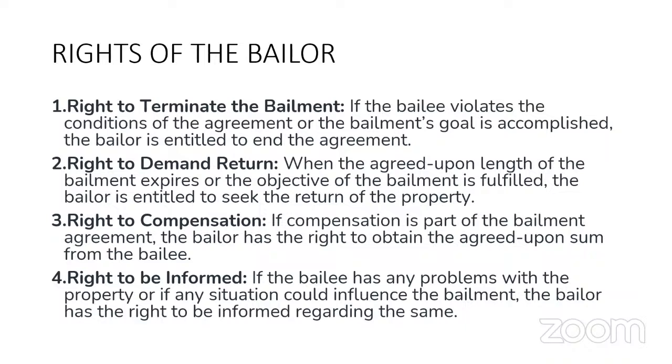So once the period of bailment expires, which could be 1 day, 10 days, 3 months, 6 months, whatever it is, once that period expires, then the bailor has every right to demand back his product. And then if the bailor has been promised any compensation, he also has the right to obtain that. Whatever compensation amount was agreed upon, he has the right to get that. Right? Then the right to be informed. See, like I told you, it is the duty of a bailee. If he comes across any defects or flaws in the property, then he has to inform the bailor. So it is the right of the bailor, he has the right to be informed about whatever defects or flaws that the bailee has encountered in his product or property or whatever.